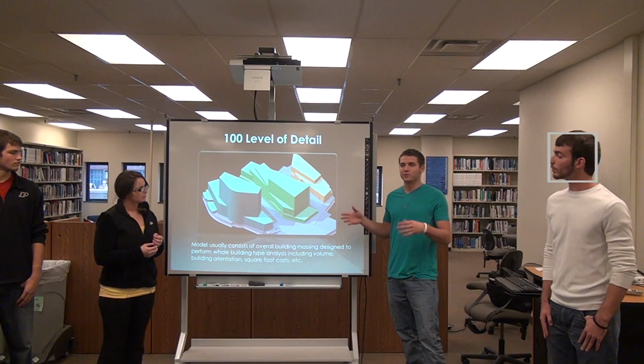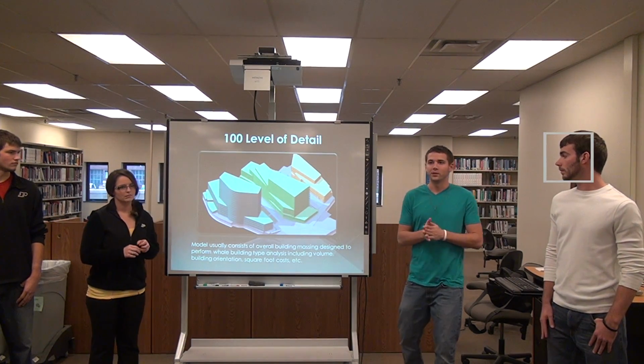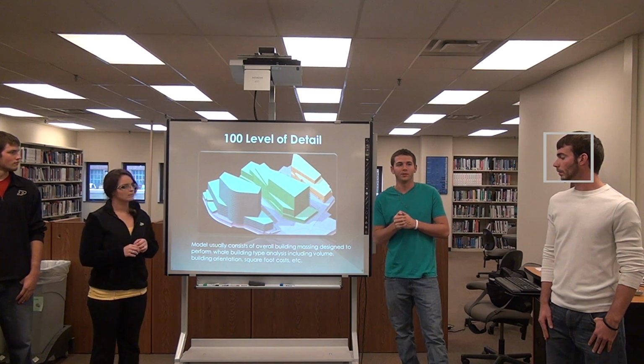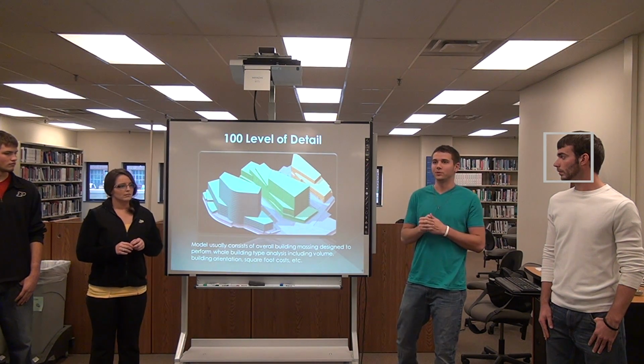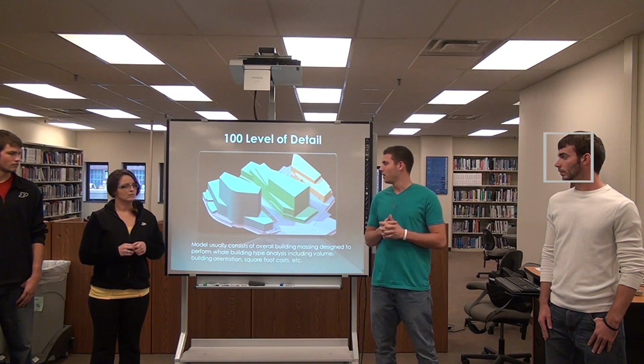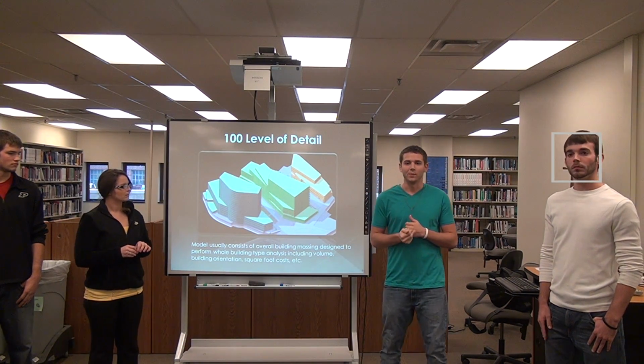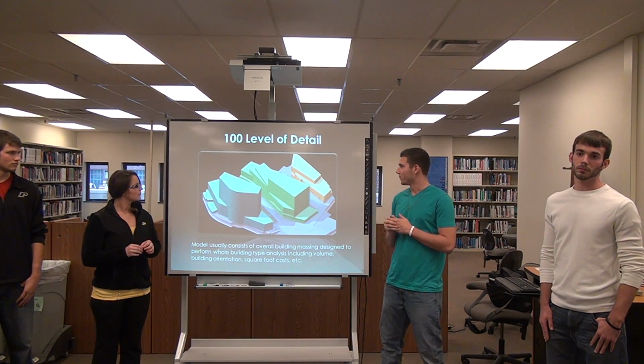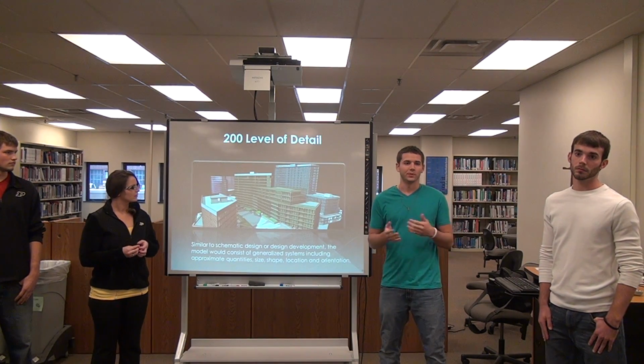The different kinds of models, there's 4 different levels of detail. This is a 100 level detail. 100 level detail is basically a conceptual, just getting a general idea of what the project's going to look like. It's very simple. There's not much detail in it. You'd use these a lot with SketchUp and things like that.